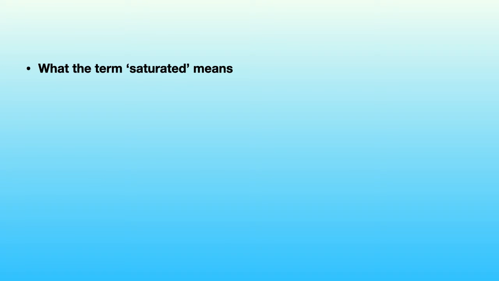Okay, before we start, you should know what the term saturated means. A hydrocarbon that contains only single bonds is said to be saturated. An example would be the alkanes. You should know what the alkanes are, and you should be able to recognise the full structural formula of an alkane.